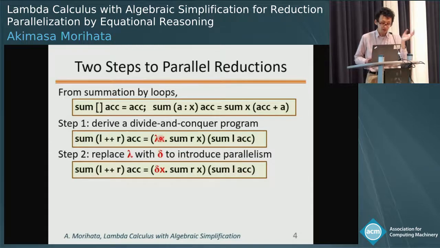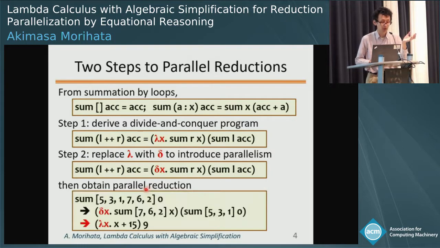But in our calculus, we have a delta abstraction. So instead of using lambda abstraction, we insert delta abstraction here. Then we can do parallel computation, as we can see.